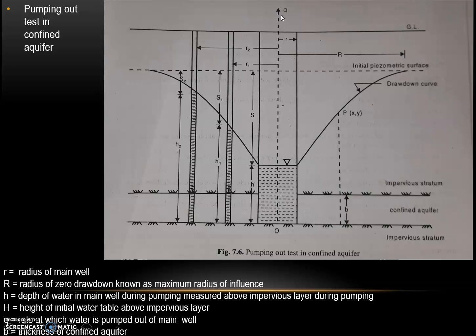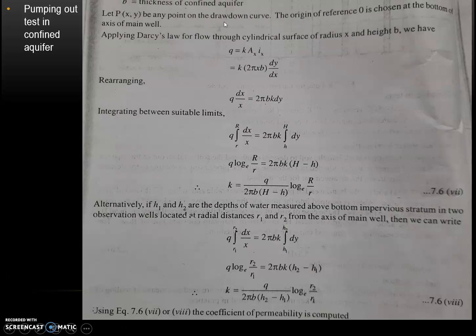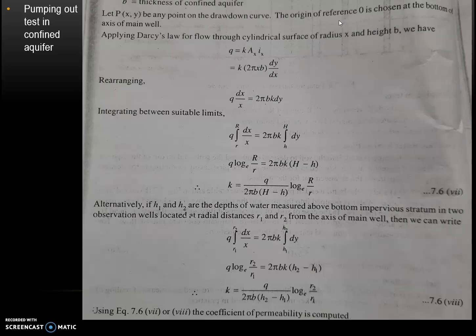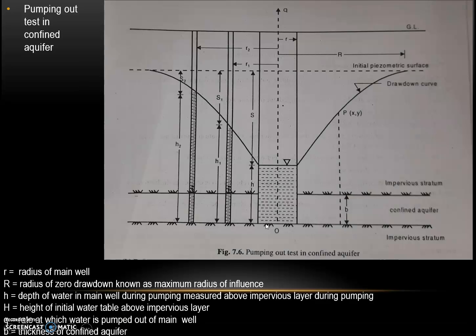Let Q be the rate at which water is pumped out of this main well. B is the thickness of confined aquifer. Let P(x,y) be any point on the drawdown curve. So, P(x,y) is a point which is selected on the drawdown curve. The origin of reference O is chosen at the bottom of axis of main well. So, the point O is shown here at the bottom of the main well.